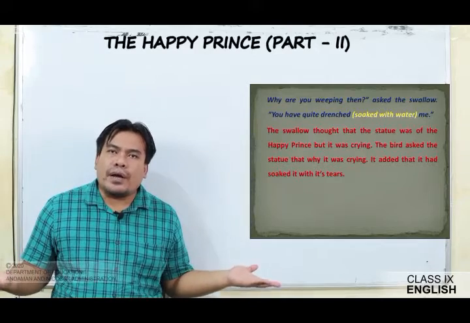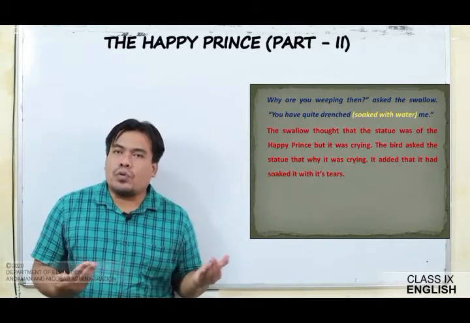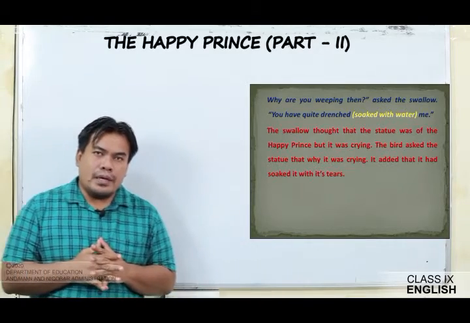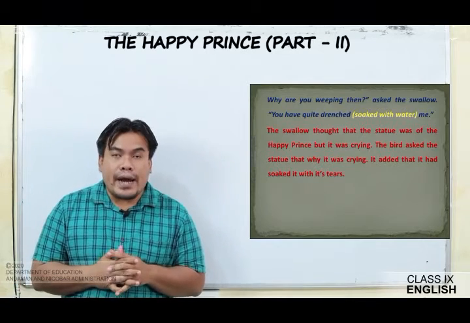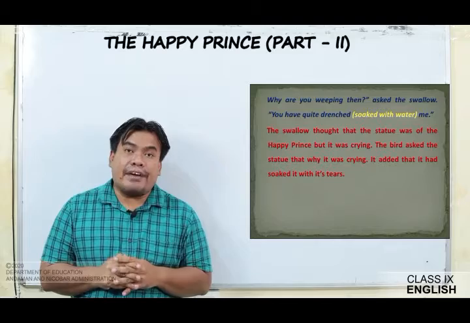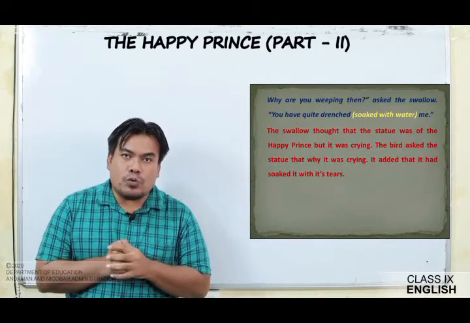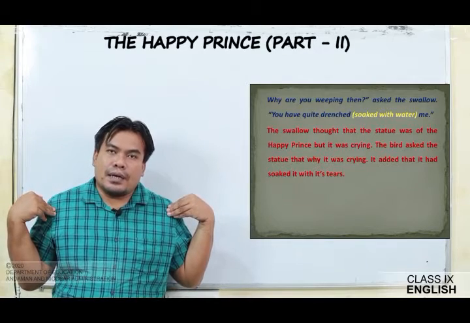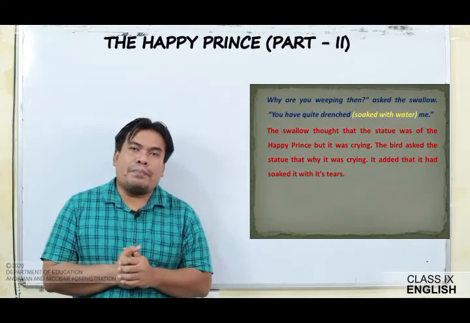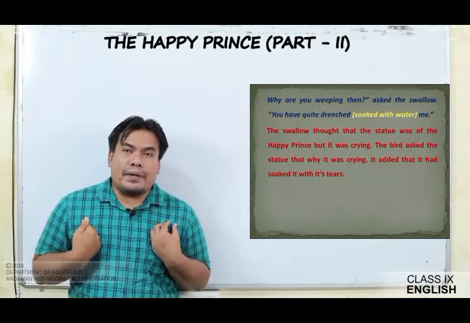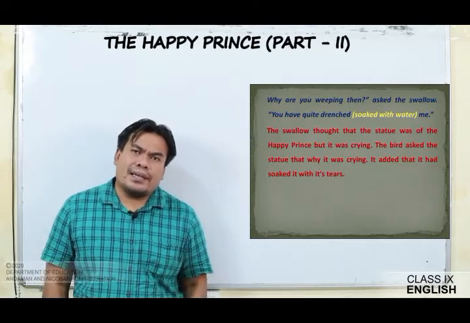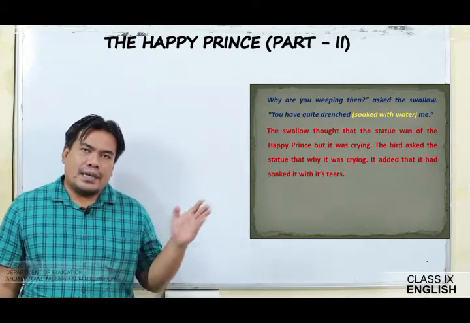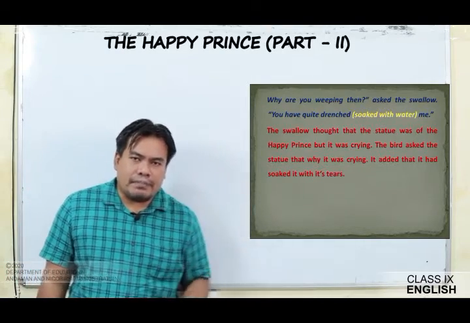Now I'm asking you, why are you crying? Why are you weeping? So this was the question that the swallow raised to the statue. To its reply, what the statue must have stated to the swallow was this: I am the happy prince. And the moment the prince was talking about himself that he is the happy prince, the swallow was asking, if you are the happy prince, then why are you crying? We'll see that in the next statement.